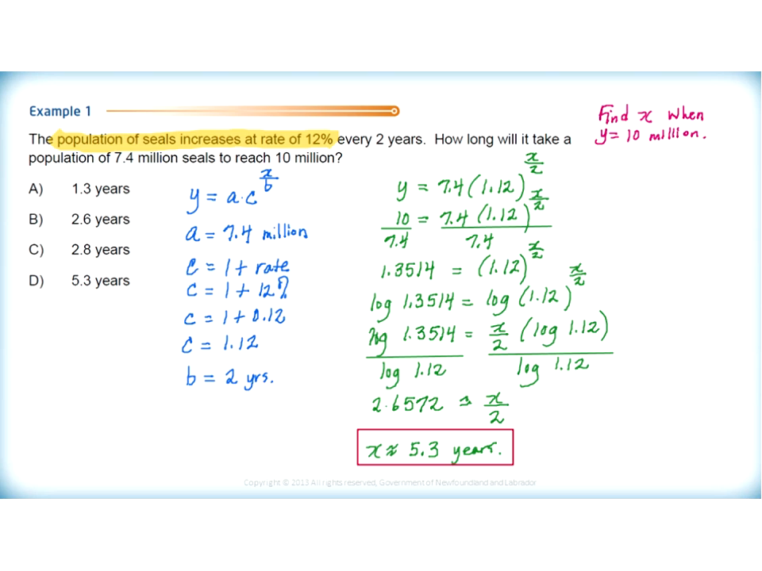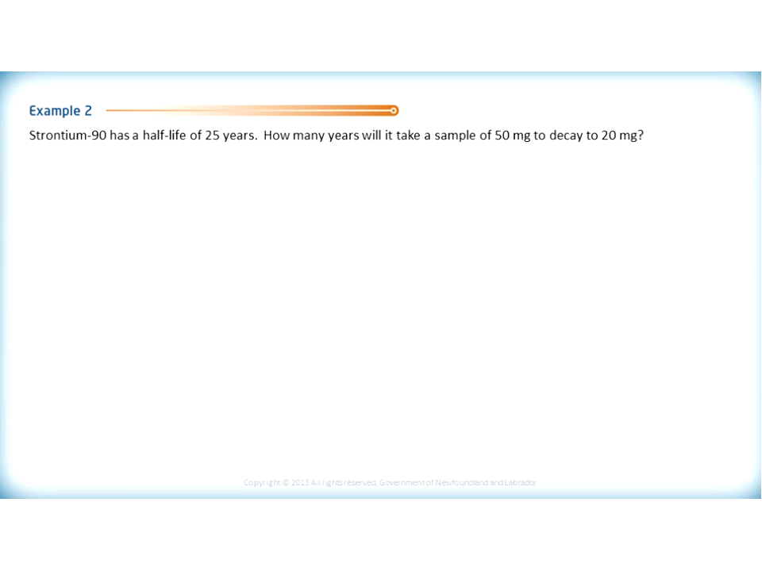Let's look at another example. In example 2, we have strontium-90 has a half-life of 25 years. How many years will it take a sample of 50 milligrams to decay to 20 milligrams? So once again, we will set up an exponential equation where we have y equals a multiplied by c to the power of x over b.